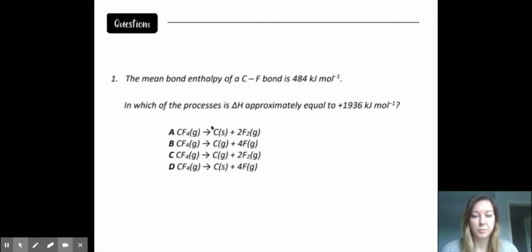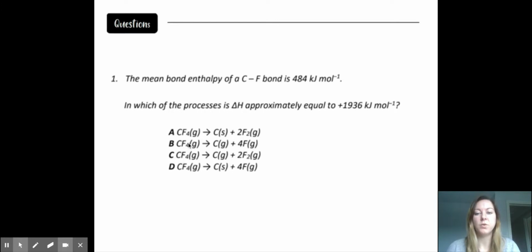There is carbon as a solid here and carbon as a solid here. Now, remember, when we're working with bond enthalpies, everything is a gas. So you can immediately discount A and D because solids do not count in these calculations at all. In C, we've got 2 fluorine molecules. If the fluorines are together in molecules, then that's going to include bonds, which we don't want. So our answer that we are looking for is going to be B, because we have carbon by itself as a gas and 4 fluorine atoms by themselves as a gas.